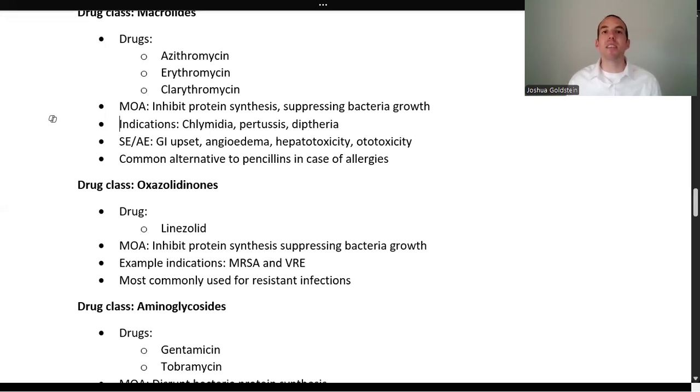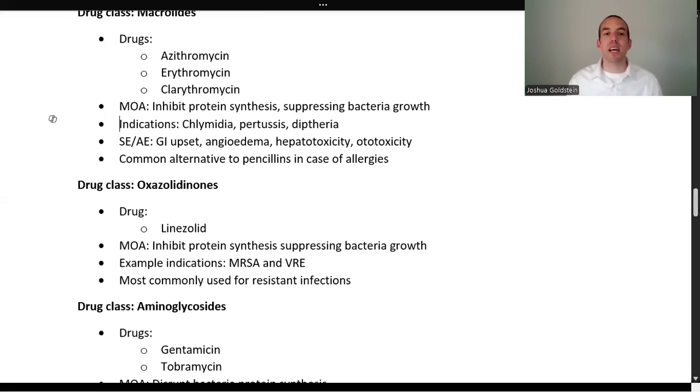And the next one we have is oxazolidinones, and this drug is linezolid. This one works by inhibiting protein synthesis, and that suppresses bacterial growth like the last few that we discussed. The examples of what we use this for include MRSA and VRE, and this is most commonly used for resistant infections. We don't use this for everyday stuff, mostly because we want this to stay a very specialized antibiotic, and if we keep putting it out there, there's going to develop a resistance to it, so we like to hold on to it and save it for when we actually need it.